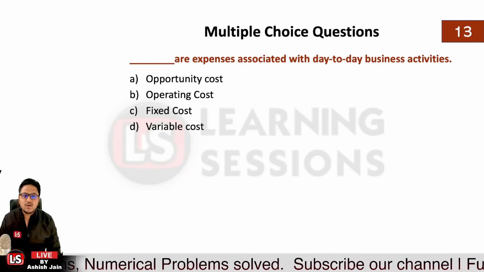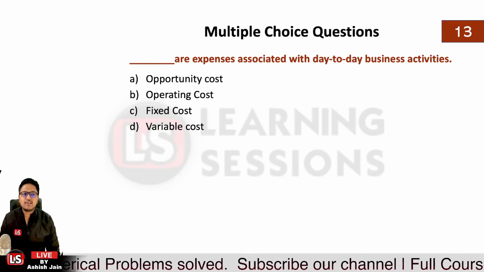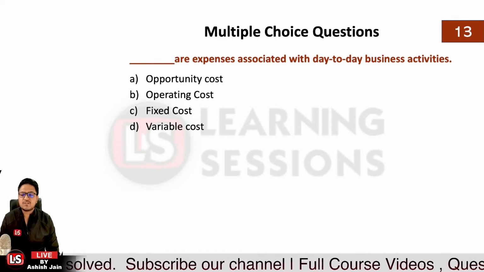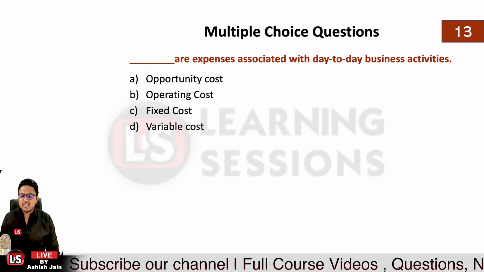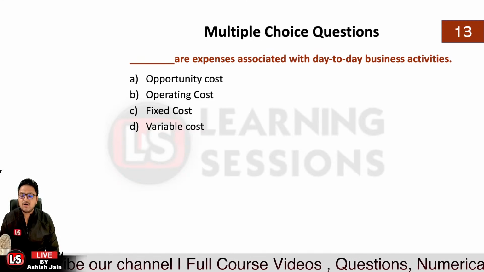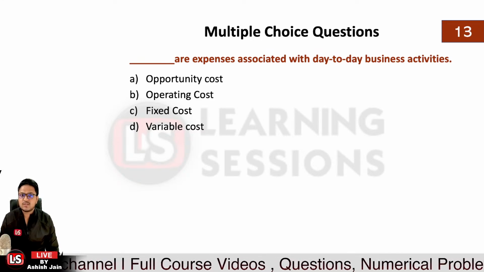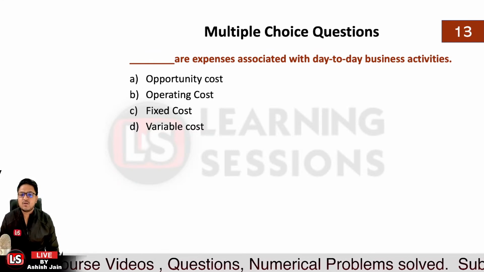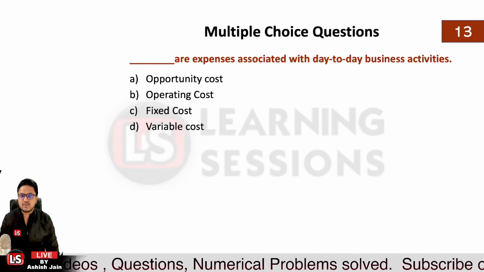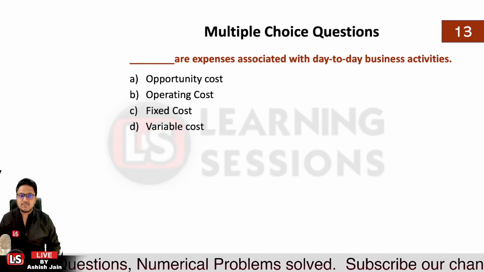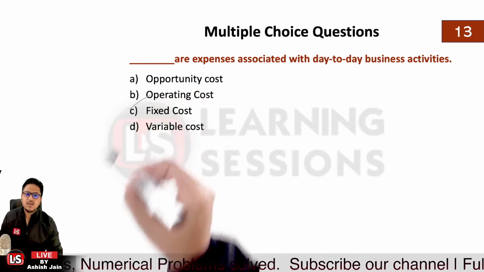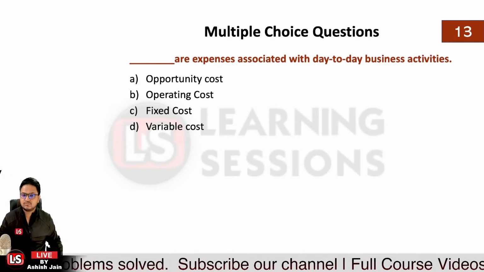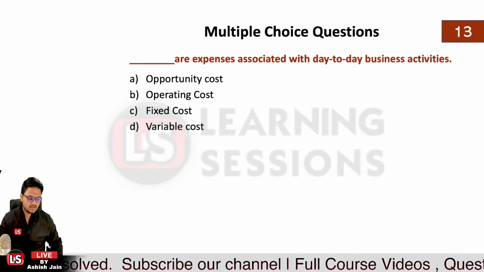Next question, it says, which of the following are the expenses associated with day-to-day business activities? Opportunity cost, operating cost, fixed cost, variable cost. The expenses which are to be made on a day-to-day basis are said to be the operating expenses. That is particularly related to operating cost. So option B over here would be the right answer.